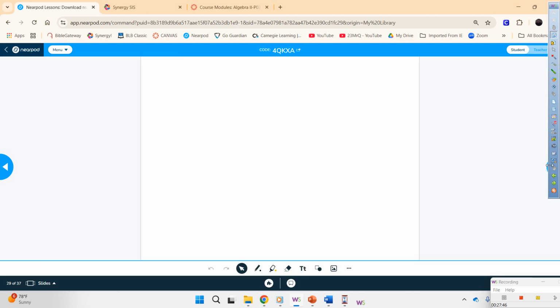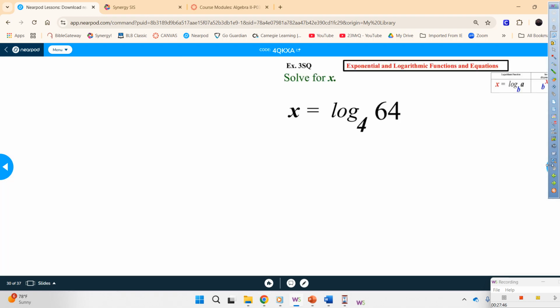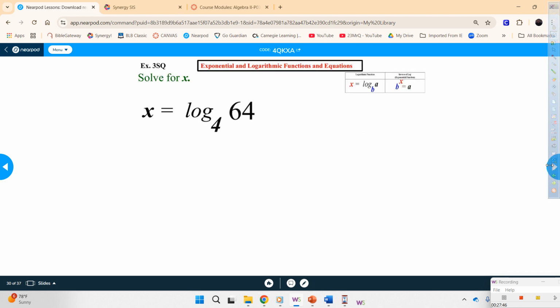Copy this one. Example 3, super cube. X equals log base 4 of 64. Very similar, but now we don't have a fraction. Now we have just a number. It should be a lot easier. So I'll give you a head start. Go.